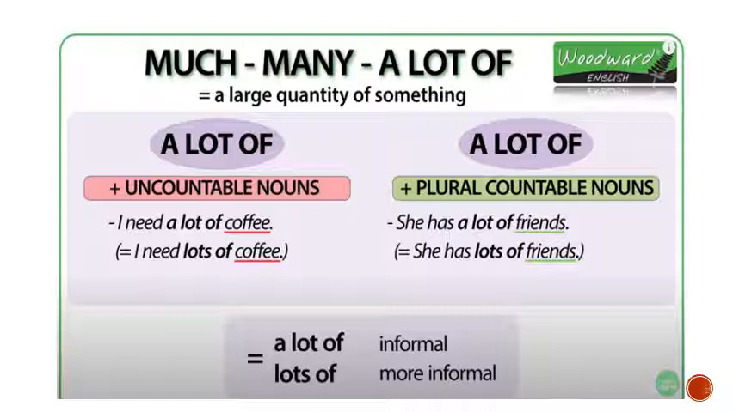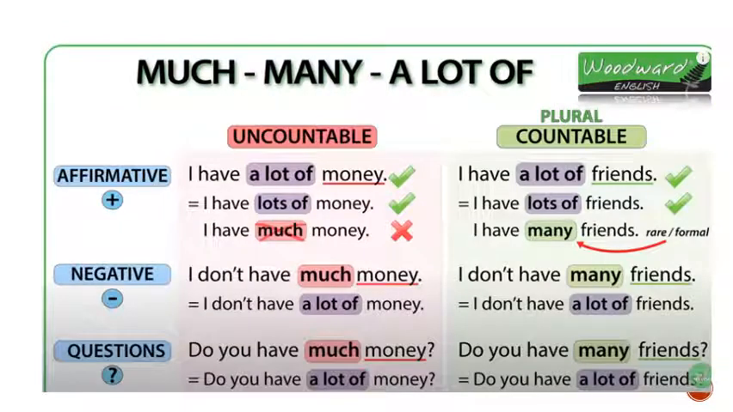A lot of equals lots of, but a lot of is used in an informal way and lots of is more informal. Sometimes students get confused when to use much, many, or a lot of. Have a look at the table.